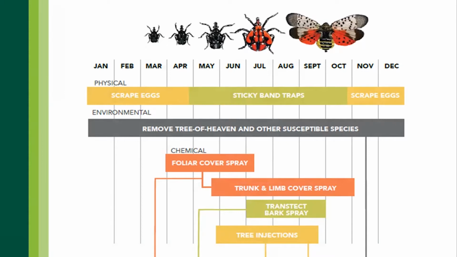But then as we hone in on the chemical application side of it, there are really three periods we're going to be looking at. There's the chemical foliar or cover spray, which can then lead into a trunk and limb cover spray. Think about what they're feeding on. If you're looking at earlier in the season, you're probably going to be focused on more of those herbaceous plants. Once we get into the fourth instar and adults, we want to target our applications to where they're going to be feeding. And when we're looking at the systemic applications, we've got Transtect as a bark spray, and then a Transtect tree injection option as well.